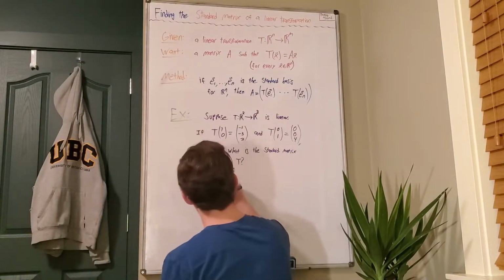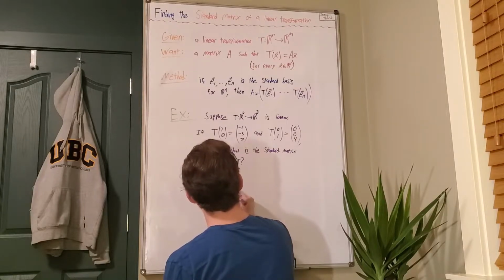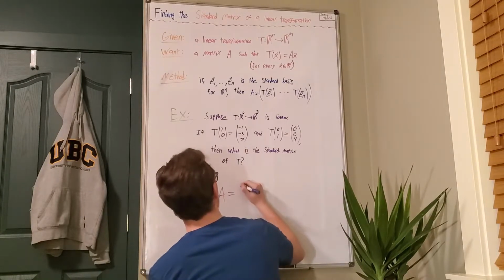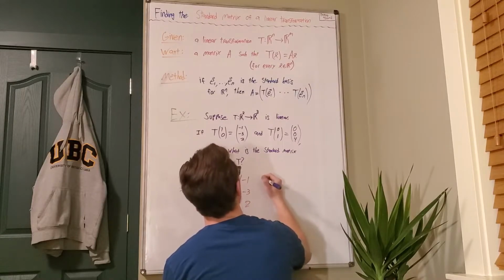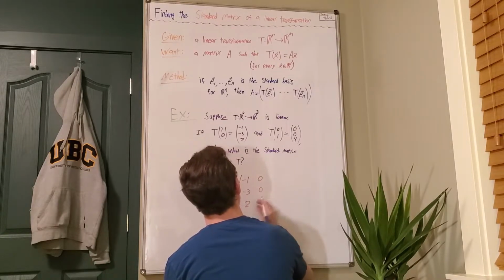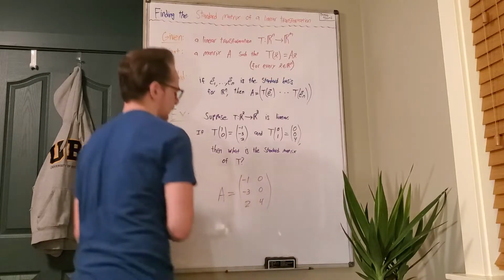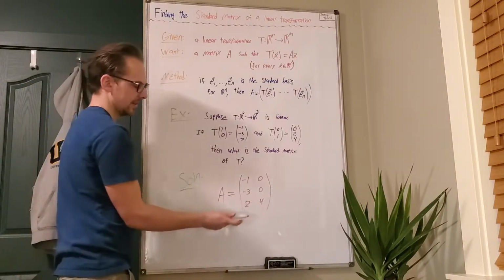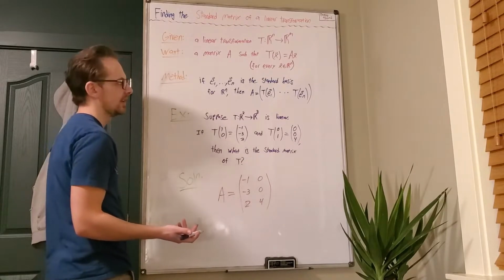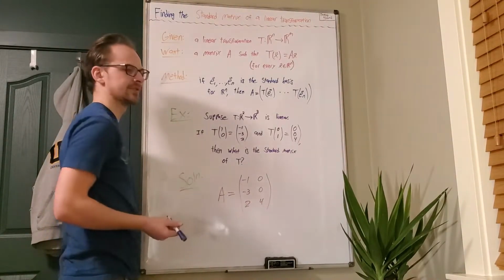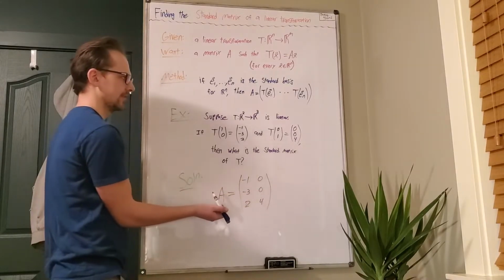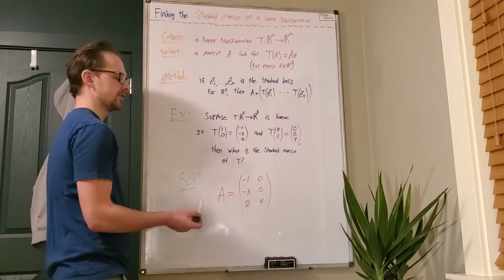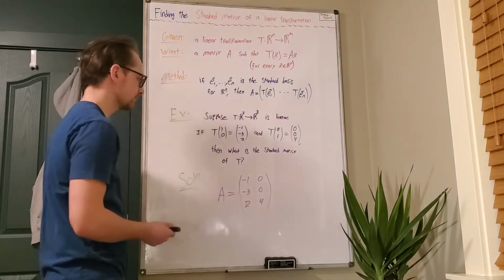So in this case, our matrix A is just going to be equal to the columns (-1, -3, 2) and (0, 0, 4), right? And so this is a 3x2 matrix. And given any vector x in R2, so say x equals (x1, x2), we could multiply x on the left by A, and that would give us the image of x under the transformation T.